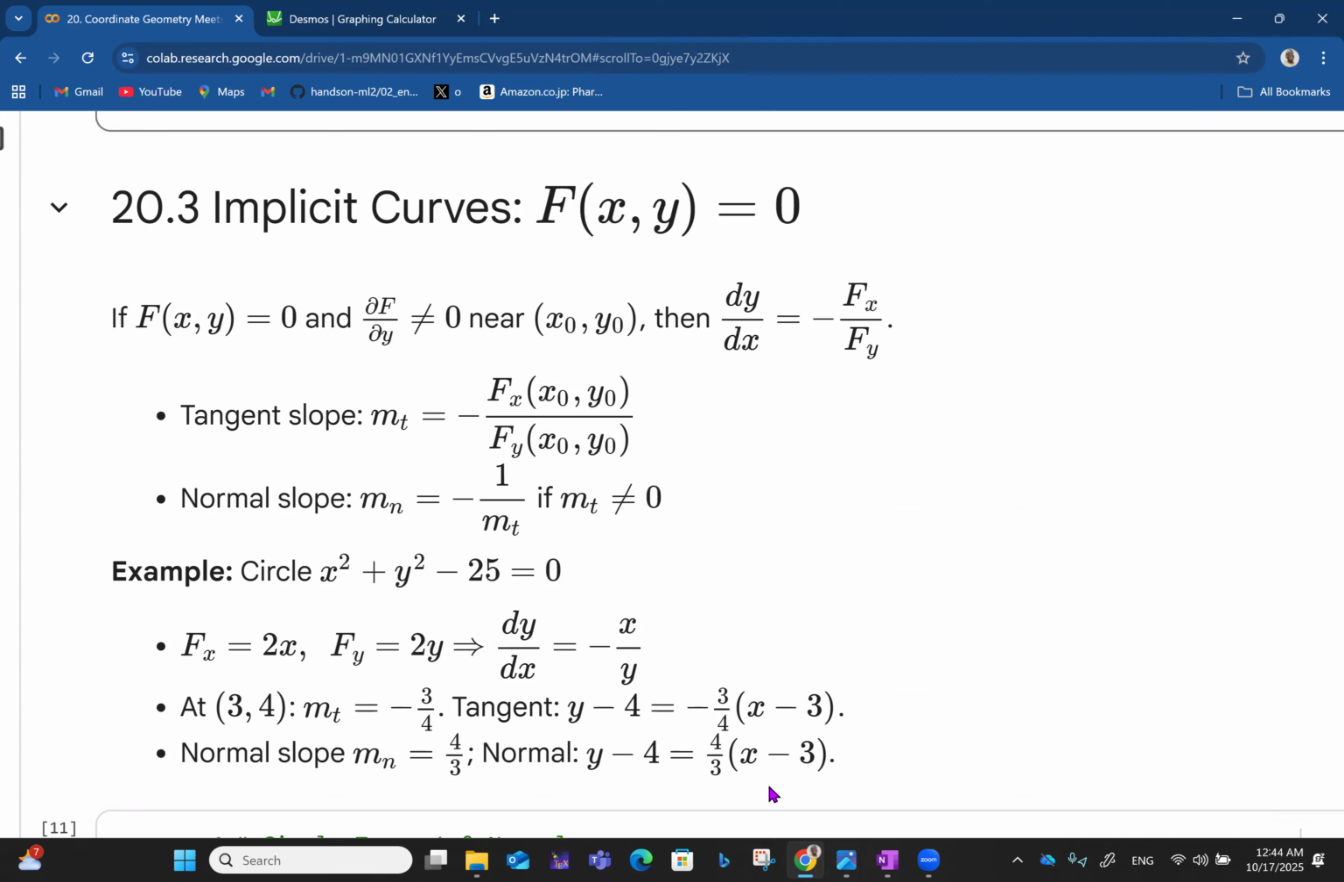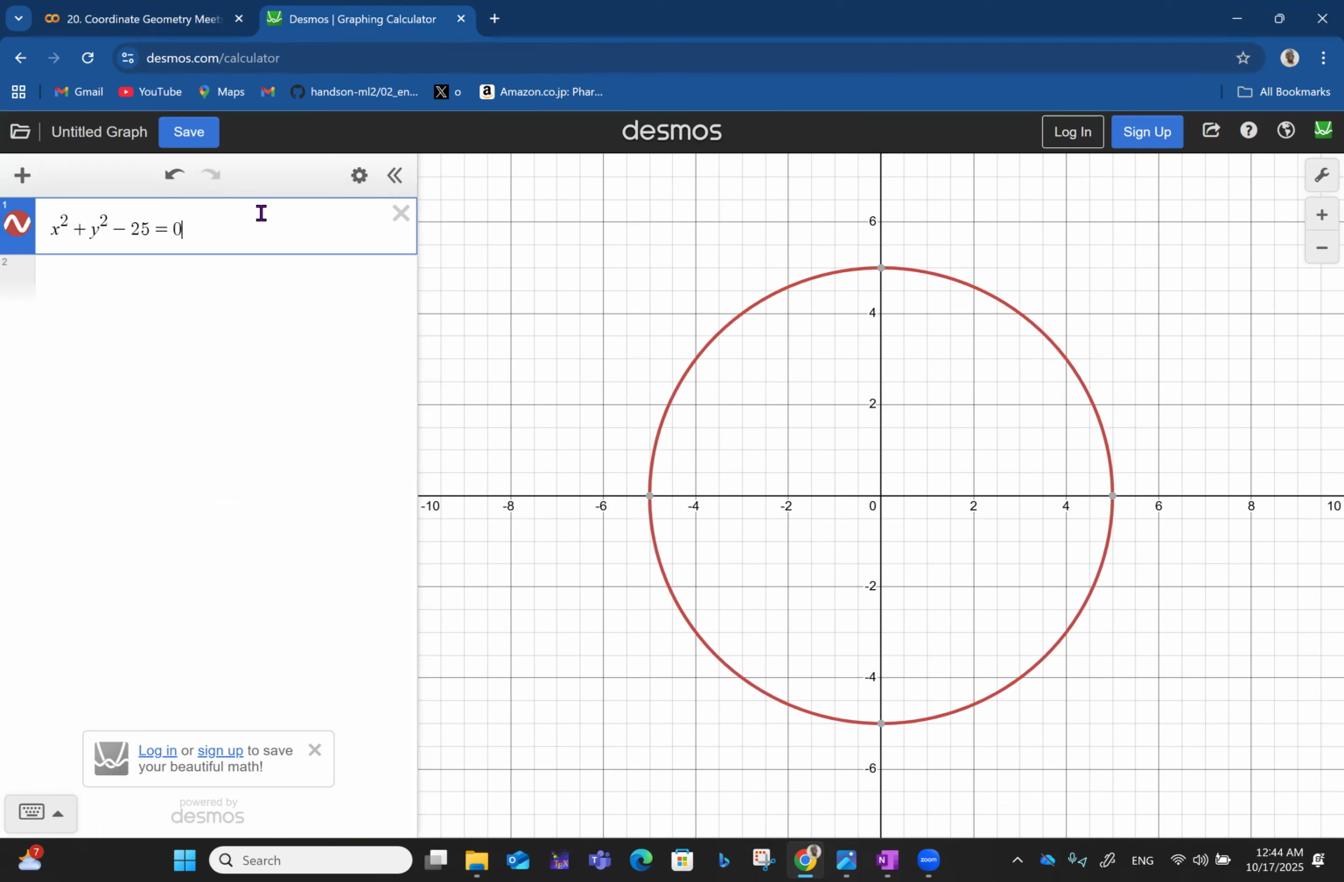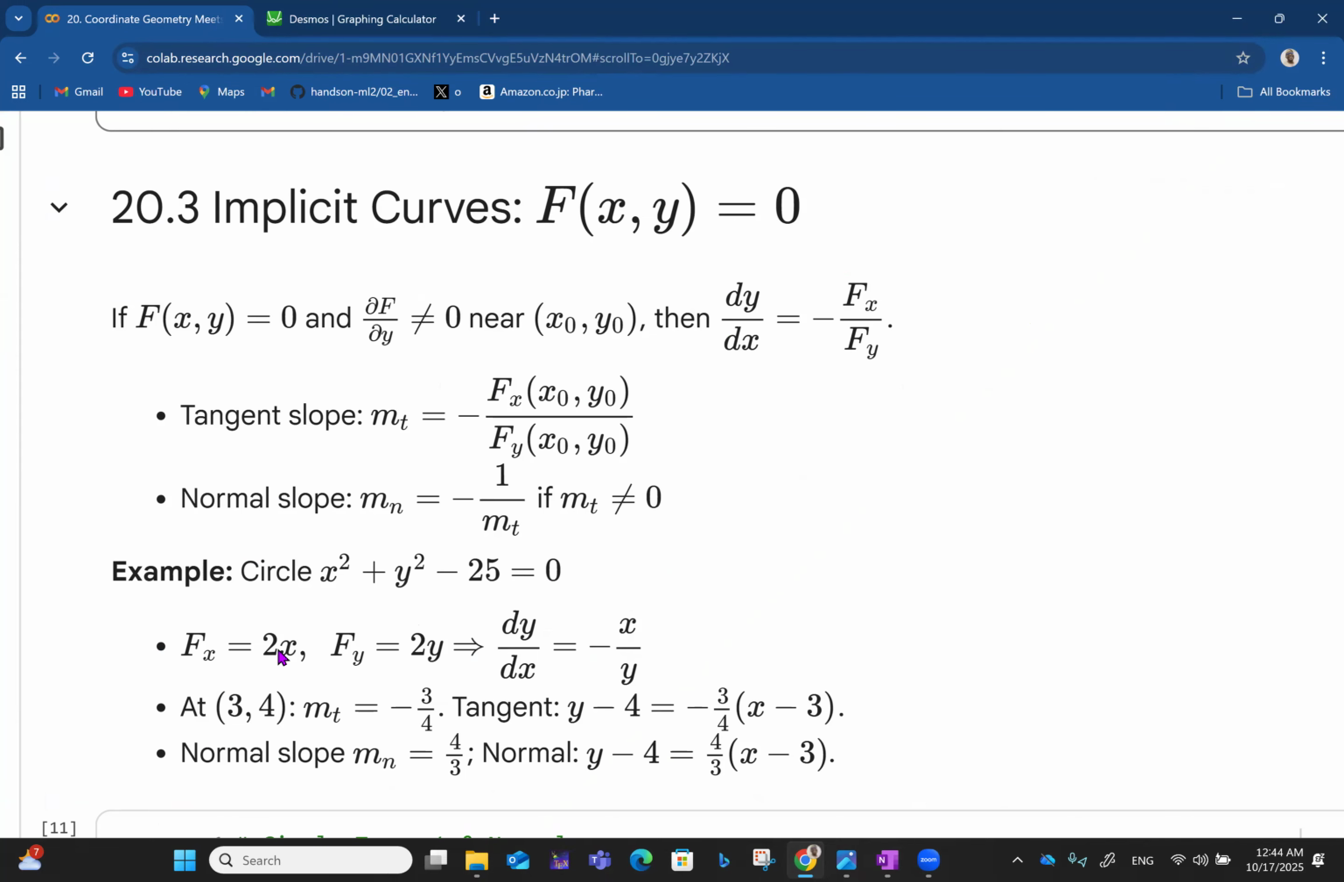We can even visualize all of this. For instance, this is x squared plus y squared minus 25 equals 0. That's a circle with radius 5. Okay, so we now have a tangent to that.